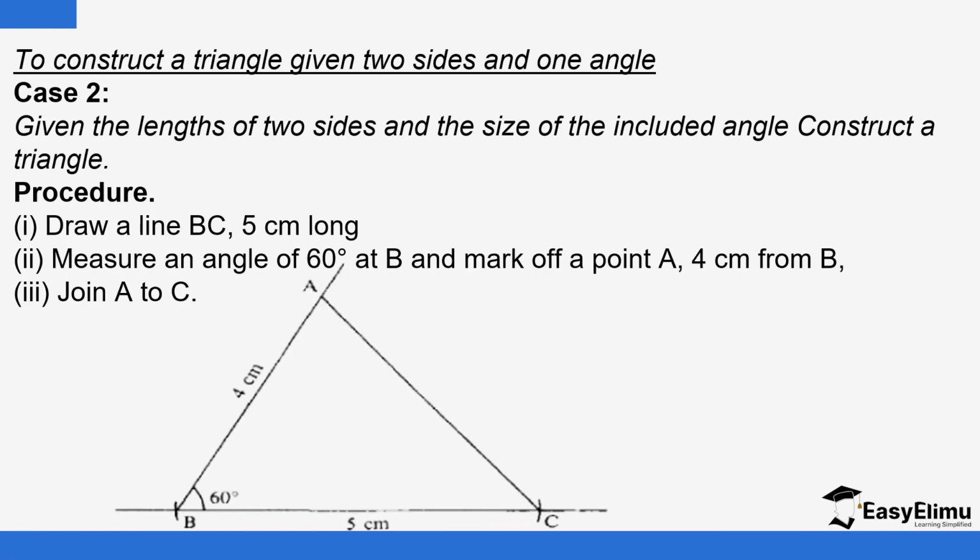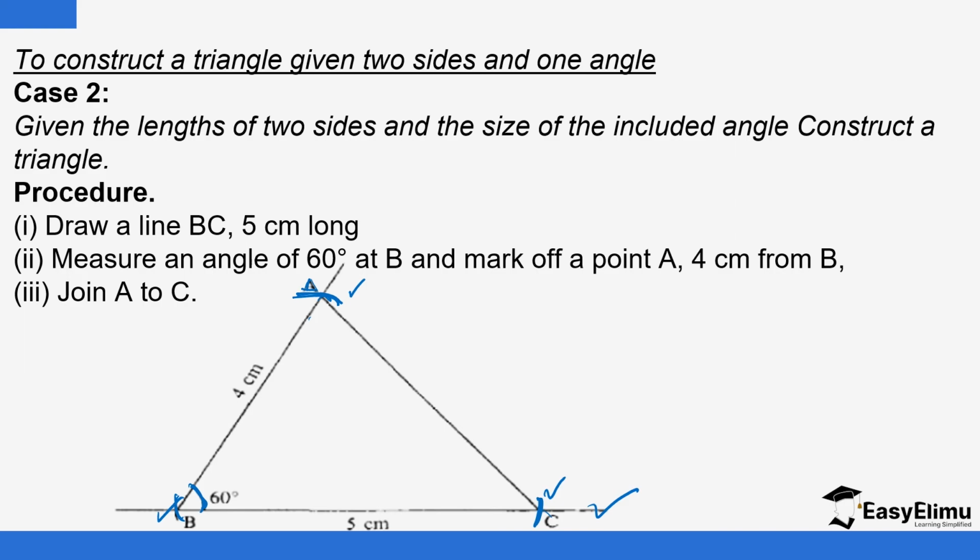Like in this case, you see we are given two sides. So you start with the line, you draw this line, then you mark B, then you measure 5 centimeters, you mark C, then you construct 60 degrees, and then you measure 4 centimeters, you make an arc. That is where A is. So it's just a matter of now joining C to A. You join C to A, and you shall have constructed the triangle.